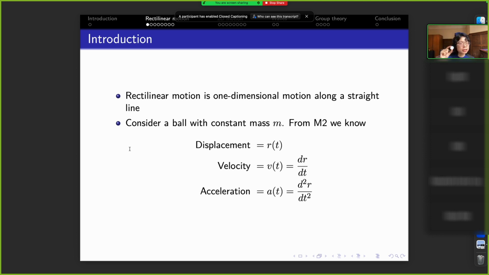From calculus, I hope that you know that mathematically we describe the position of this ball as displacement, and we describe it as some kind of function that maps time to this vertical position. We can take the derivative of displacement to get velocity, which describes how fast this thing is moving, and then we can take the derivative of the velocity again, and we get the acceleration. This is the basic mathematical framework for describing rectilinear motion.